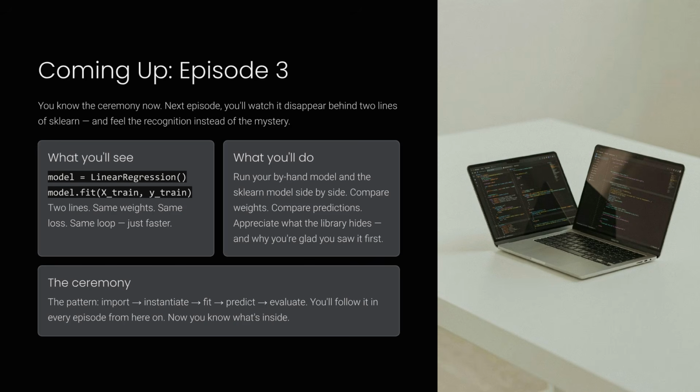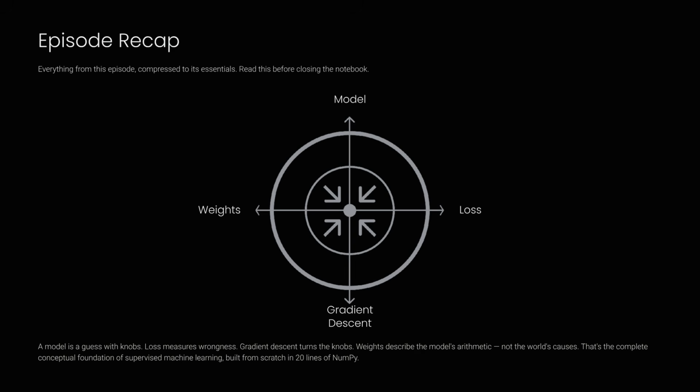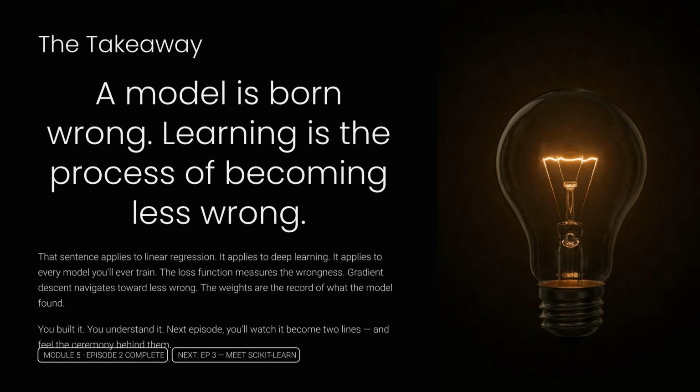You will see how these 20 lines of code collapse into 2, allowing you to focus on results while remembering what happens underneath. In summary, a model is a set of guesses with knobs, and learning is the process of turning those knobs to minimize loss. This foundational cycle is at the heart of everything we do in machine learning. The ultimate takeaway is that every model starts as a mistake, and training is simply the process of becoming less wrong. You have mastered this process today, and you are ready to move on to the next episode.